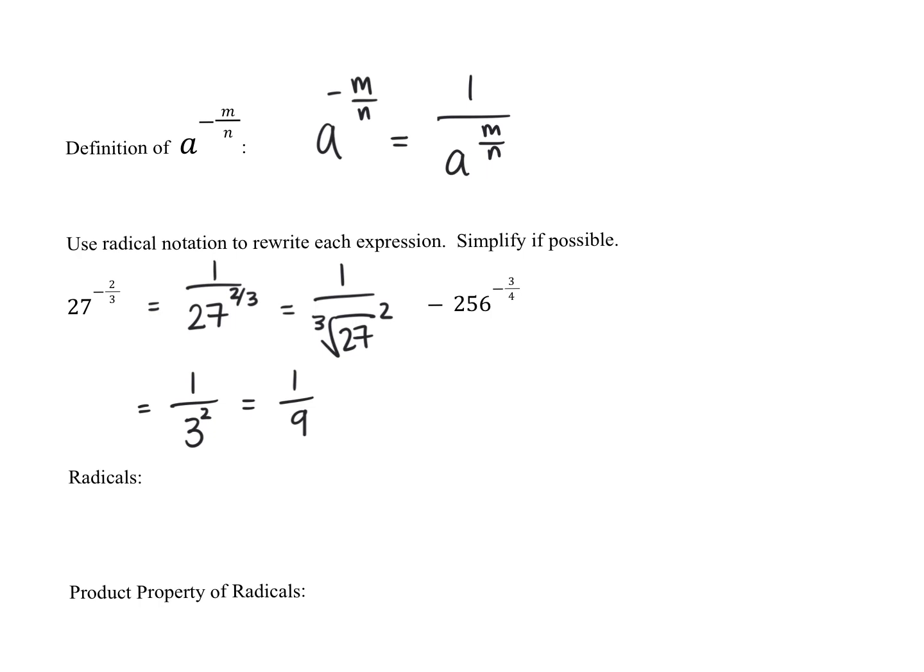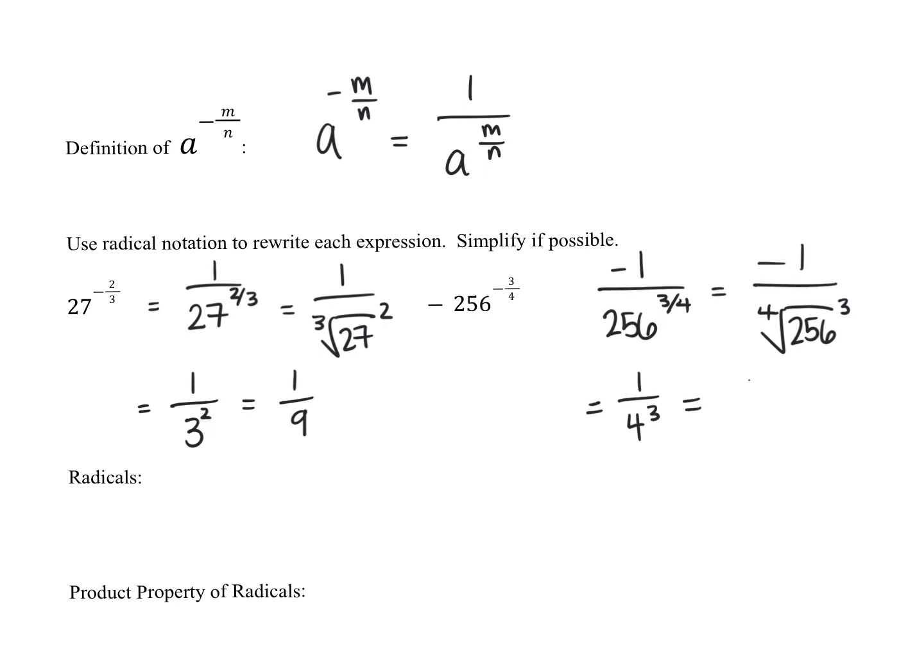Our second example, here's an example where my negative is not inside parentheses. So I have negative 256 to the negative 3/4. So my negative is not going to travel with the 256. So first I'm going to write it as negative 1 over 256 to the 3/4, which becomes negative 1 over the 4th root of 256 cubed. The 4th root of 256 is 4, so we have 1 over 4 cubed, and 4 cubed is 64, so we have 1 over 64.